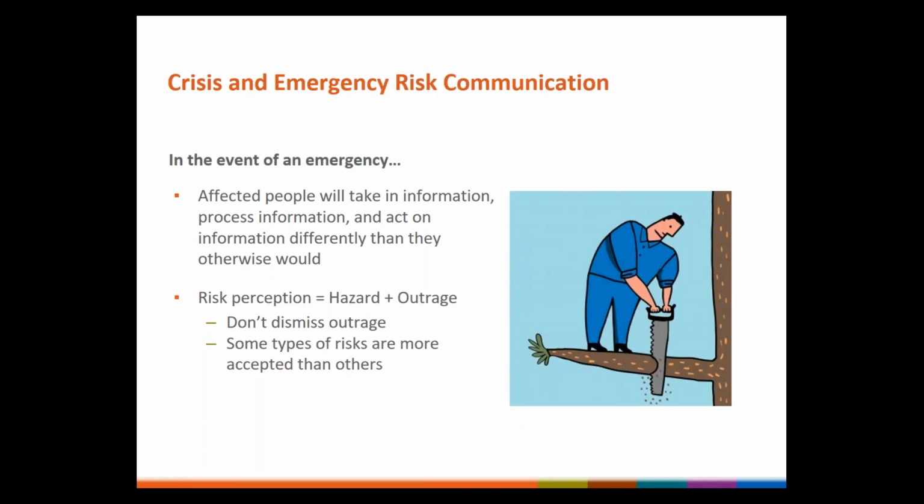And risk perception equals hazard, or the technical or scientific measure of risk, plus outrage, which is the level of emotion that the risk evokes. So some types of risk are more acceptable to people than others, and the less acceptable the risk, generally the greater the outrage. And this can be something like a voluntary risk versus an imposed risk, something that's controlled by an individual or the community versus something outside of our control, a familiar risk versus an exotic risk, a risk that has natural origin versus a man-made risk.